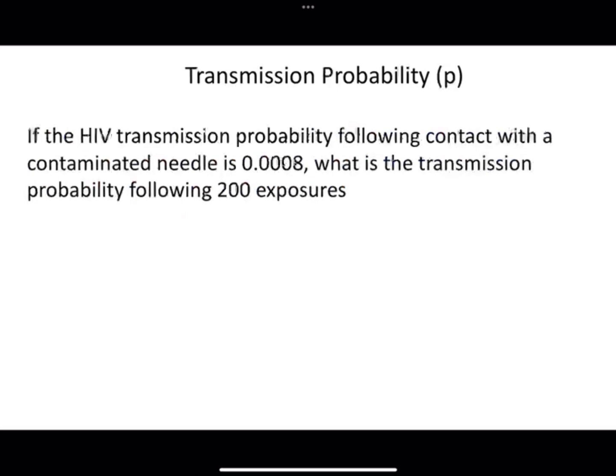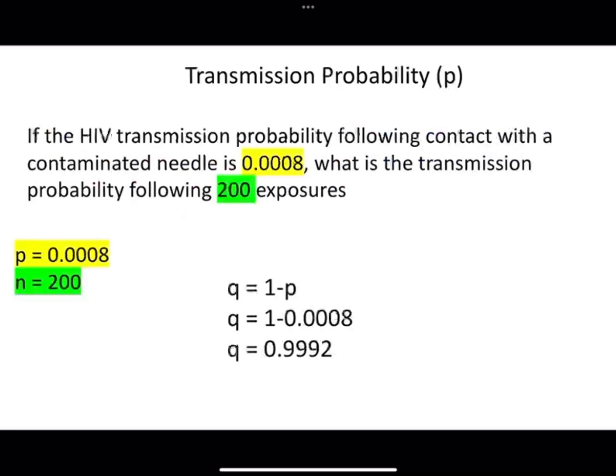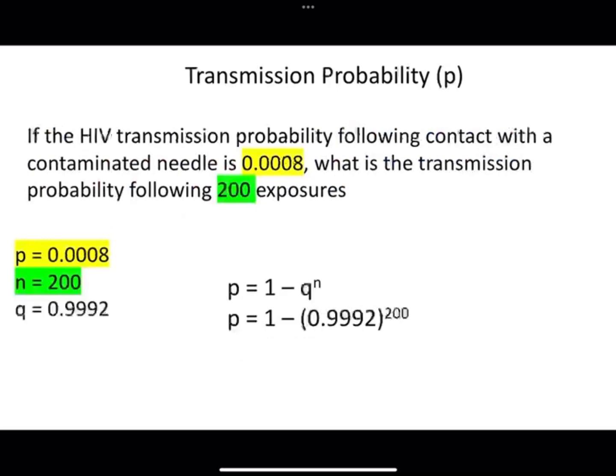So here's just an example. If HIV has a transmission probability following contact with a contaminated needle of 0.0008, what's the transmission probability following 200 exposures, so 200 injections with a contaminated needle? Just pulling information from this, we have a P of 0.0008 and an N of 200. We can find Q, just the complement of P, 0.9992. And after 200 exposures, that Q is going to get very small. So we end up with 0.15 as our P.